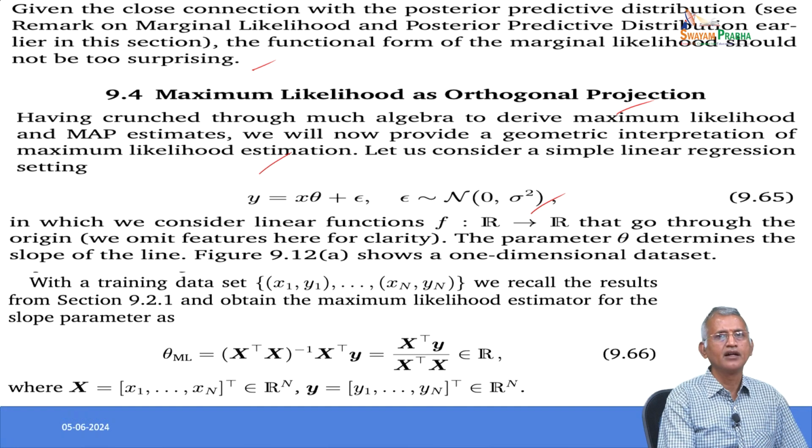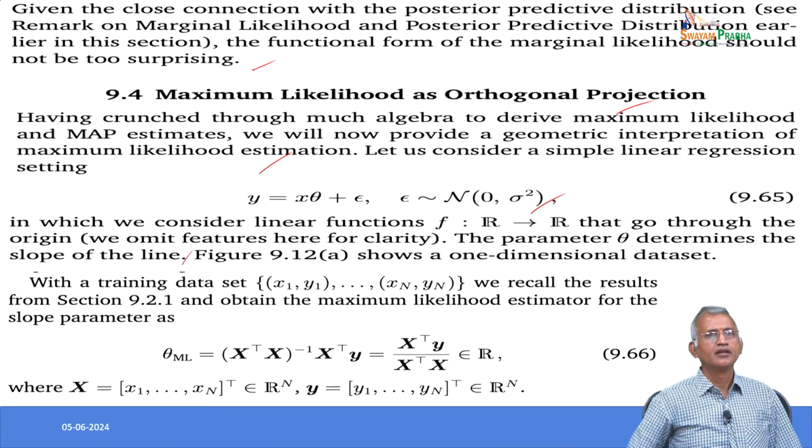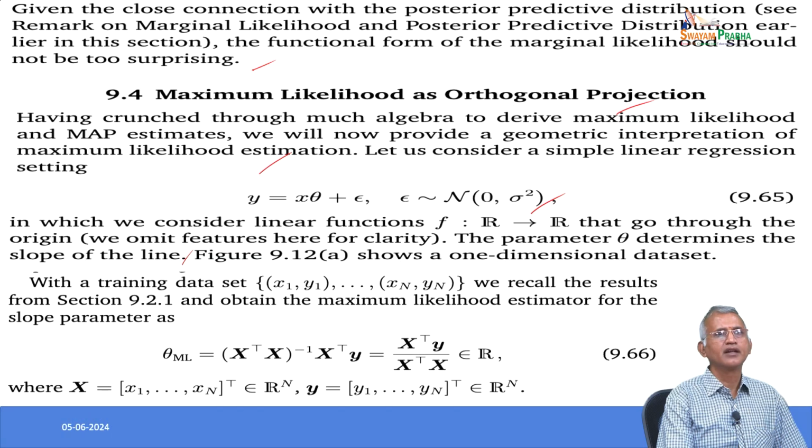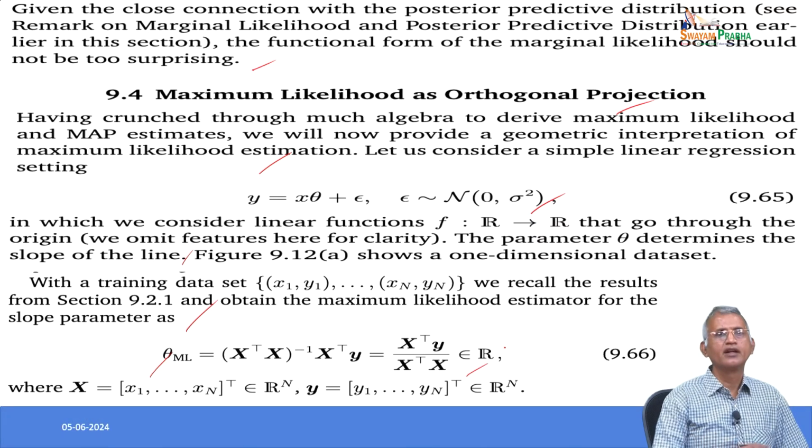So, the parameter theta determines the slope of the line, and figure 9.12a shows a one dimensional data set. With training data x1 y1, x2 y2 and so on up to xn yn, we recall the results from 9.21 and obtain the maximum likelihood estimator for the slope parameter as theta ML equal to X transpose X whole inverse into X transpose y, equal to X transpose y by X transpose X, which belongs to R, where X equals x1, x2 and so on up to xn transpose in R power n, and y equals y1, y2, up to yn transpose belongs to R power n.